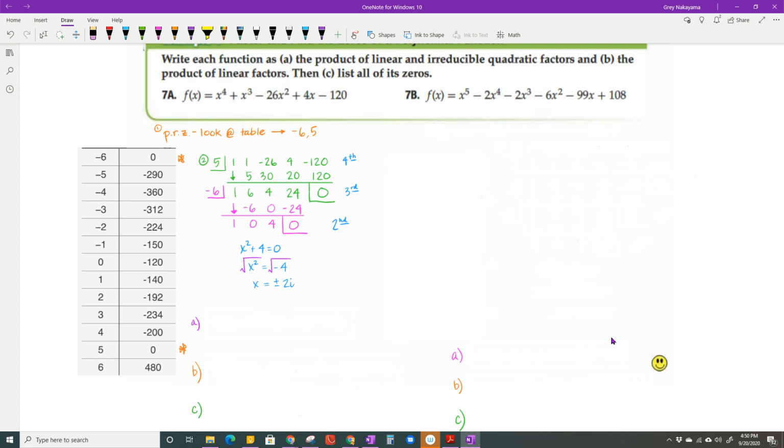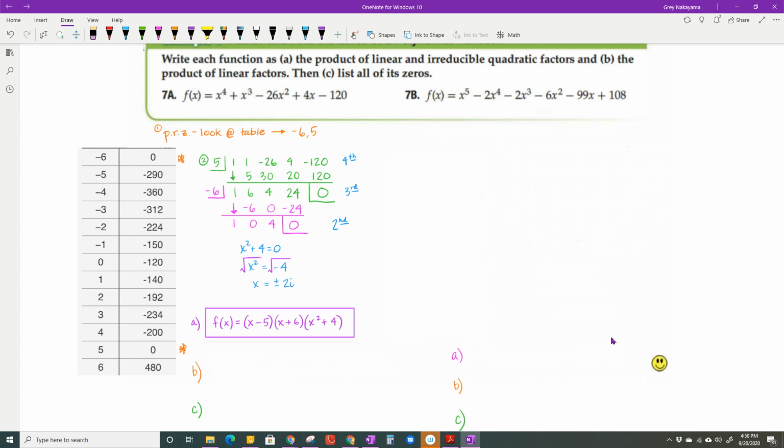So part A says, write it as a product of linear and irreducible quadratic factors. So my linear factors, this time I'm using f of x because that's what he started. My first one up there in green is x minus 5, because the factor and the 0 are always opposite signs. So x minus 5, the next one's going to be x plus 6. And then the last one, irreducible quadratic, is going to be the x squared plus 4.